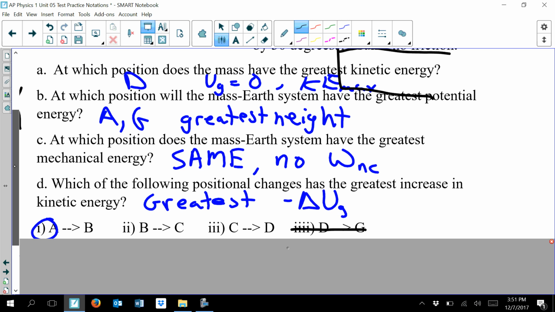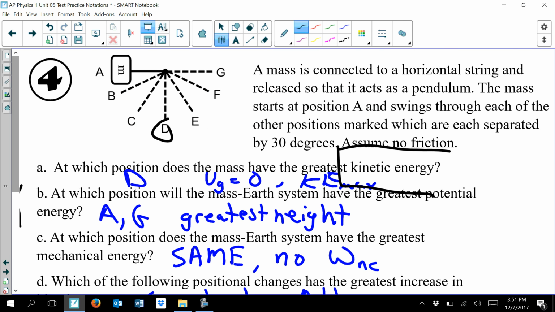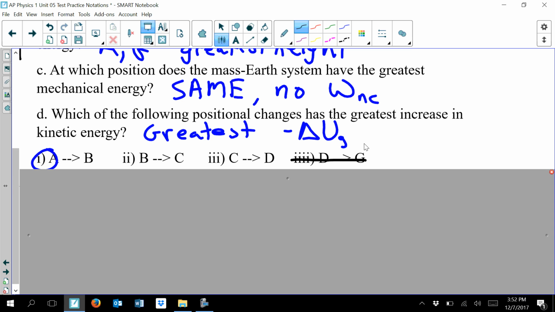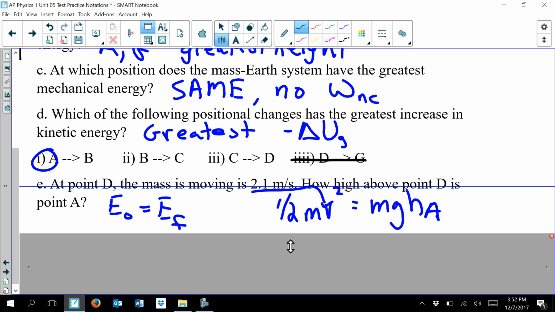And A to B is actually the greatest height change. If you take a look there, assuming that they're all 30 degrees, the higher up you are, that 30 degrees at the top is going to be more downward than as you swing through that arc. So A to B is the correct answer there.